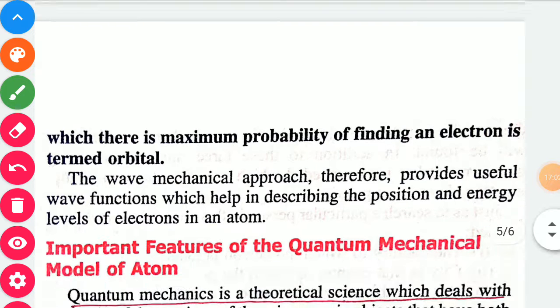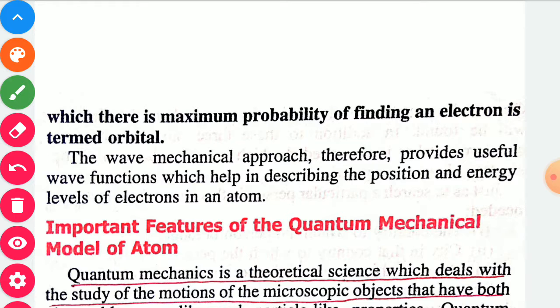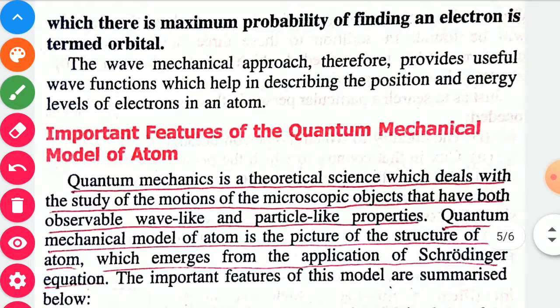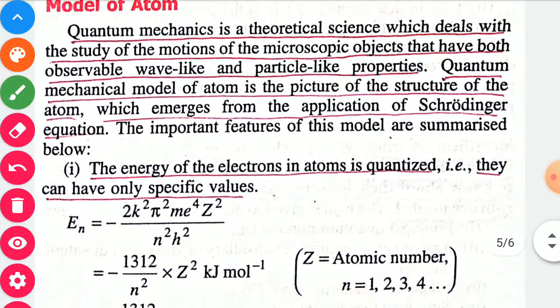Now, important features of the quantum mechanical model of atom. Quantum mechanics is a theoretical science which deals with the study of motion of microscopic objects that have both observable wave-like and particle-like properties. The quantum mechanical model of atom is the picture of the structure of the atom which emerged from the application of the Schrodinger wave equation. The important features of this model are summarized below.